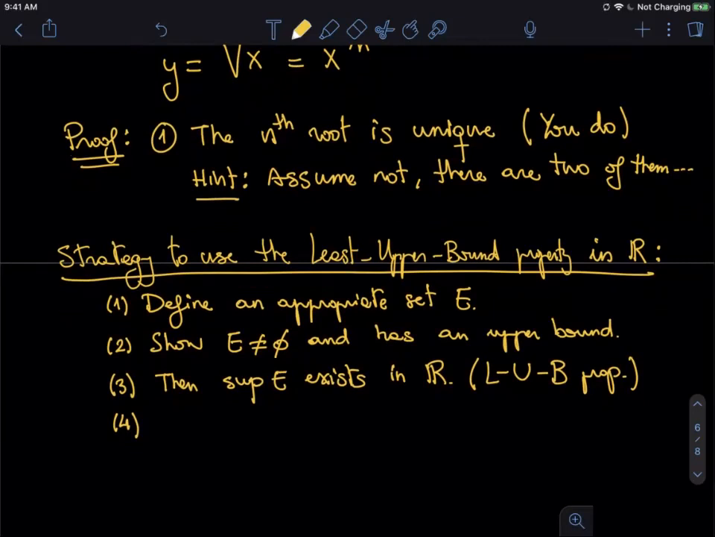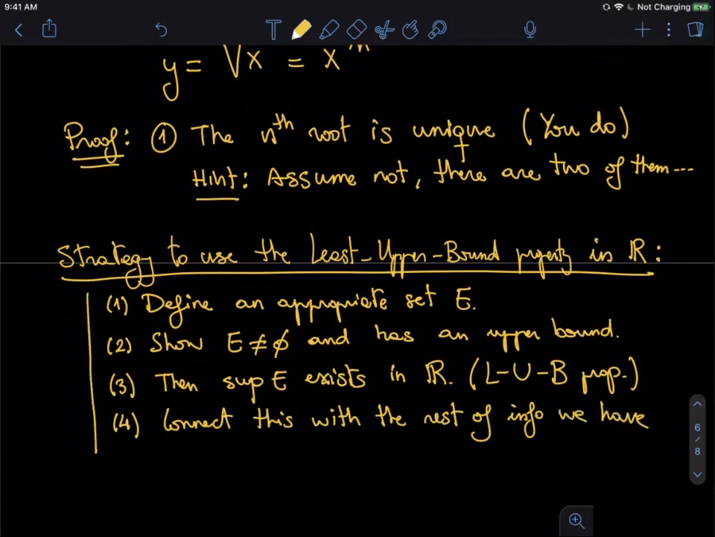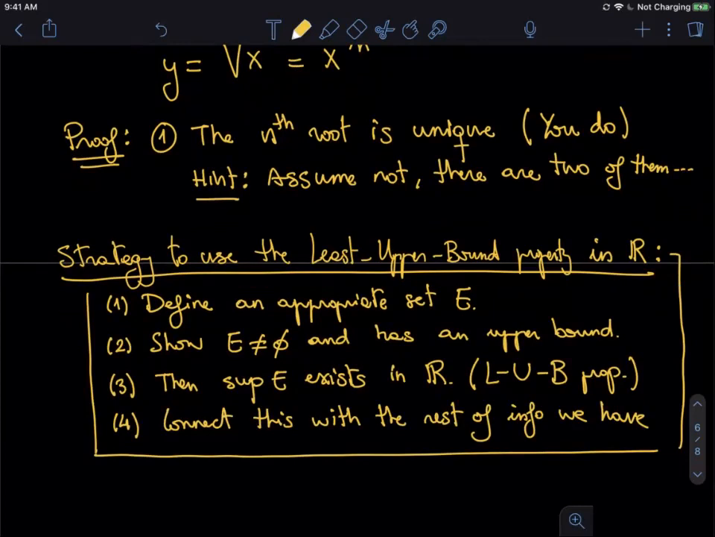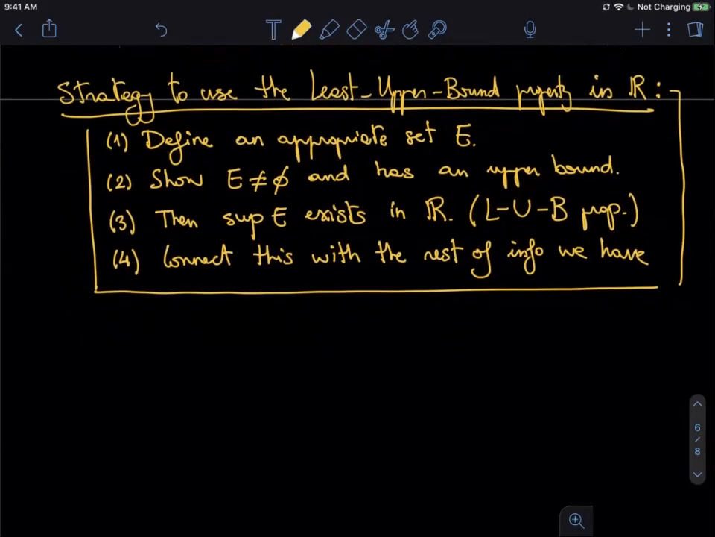And then the last step, this is an outline of the strategy. The last step is to connect this, let's say, with the rest of the information we have. So this is the outline. We have seen other proofs already. They follow basically this outline. So then let's get to it.